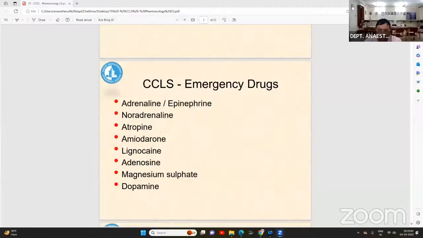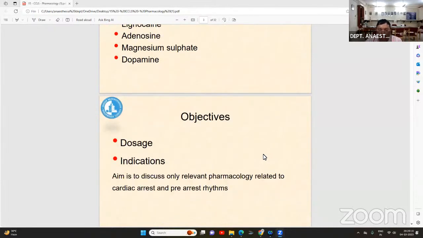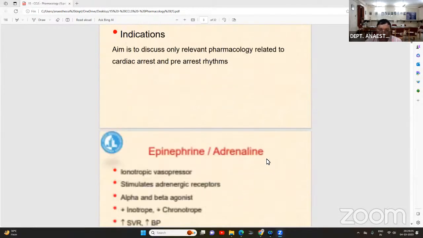Among all these drugs, some are used as bolus doses, some as infusions, and some can be used as both. Now coming to the first drug, the objective is mainly the doses and also the indications. I aim to discuss only the relevant pharmacology. I am not switching to other topics related to cardiac arrest and pre- and peri-arrest arrhythmias.